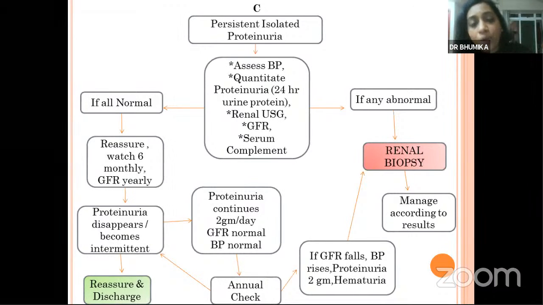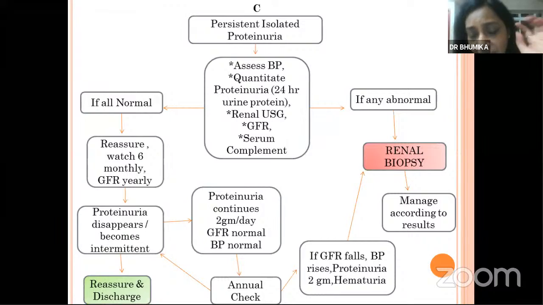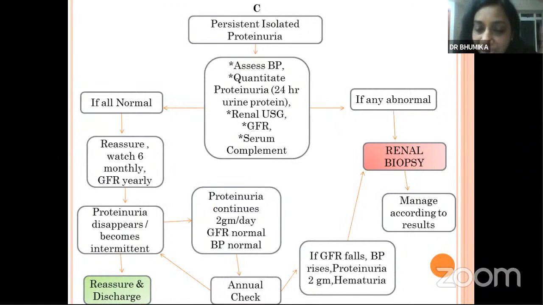If, however, any of the reports, blood pressure, 24-hour urine protein, ultrasound, are not normal, then please go ahead and do a renal biopsy. As per the renal biopsy, target your management. However, if the GFR falls and BP rises, with proteinuria of 2 grams, hematuria, in the scenario of B, then you can go ahead and do a renal biopsy.